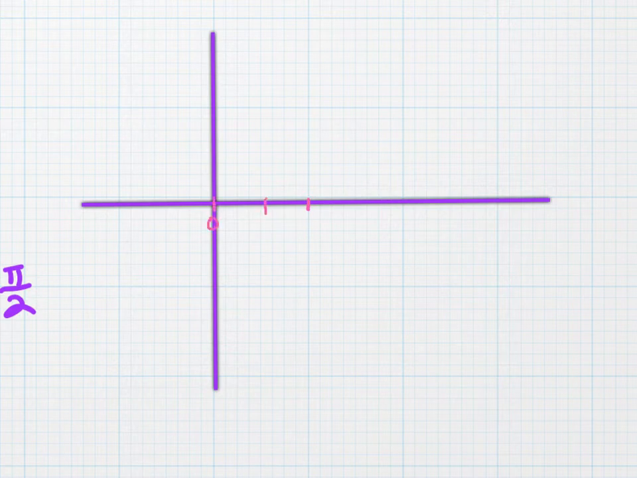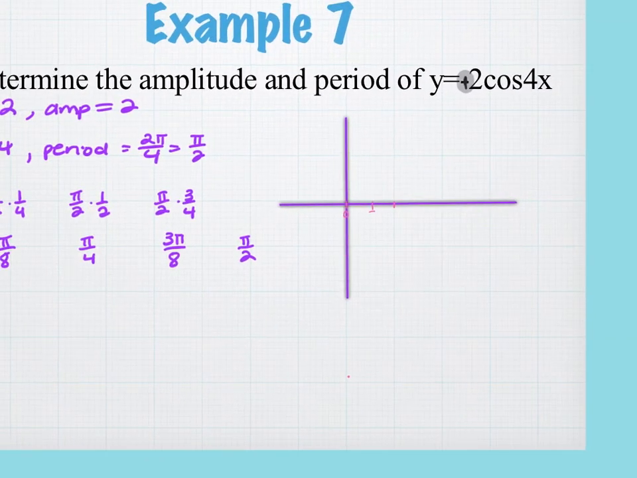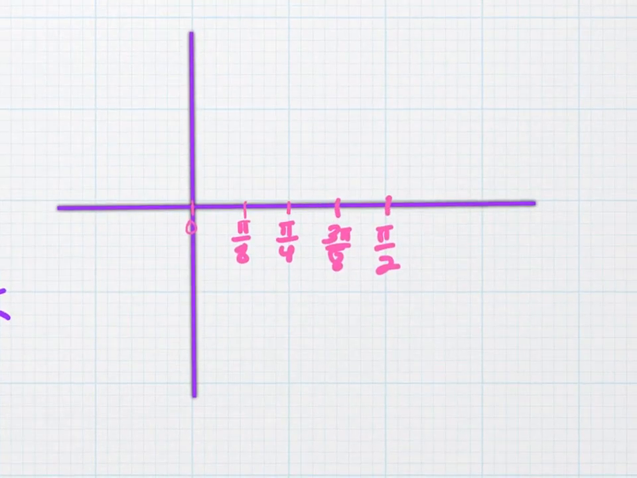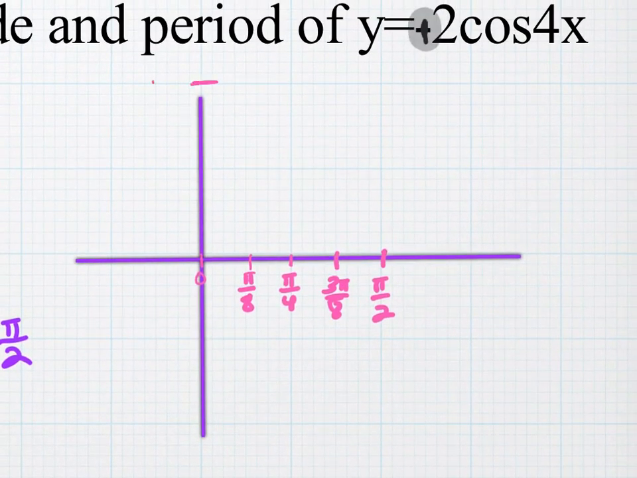So it would be 0. This would be the first one, which is pi over 8. Then pi over 4. Then 3 pi over 8. Then pi over 2. Again, 5 key points. My amplitude is 2.